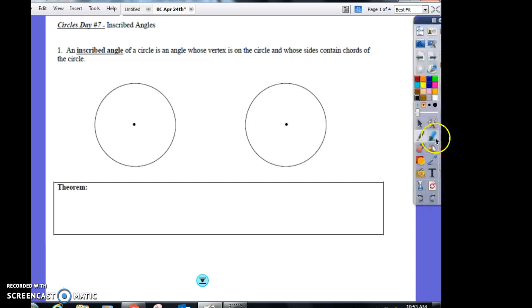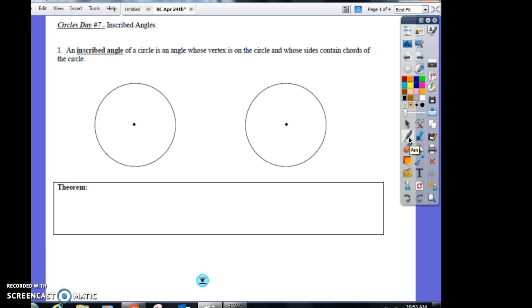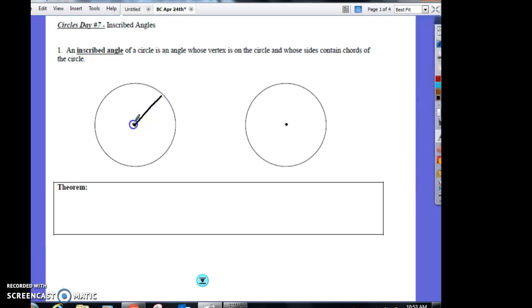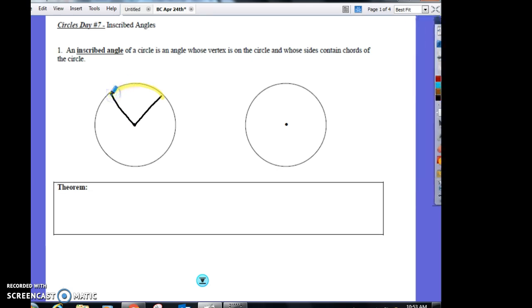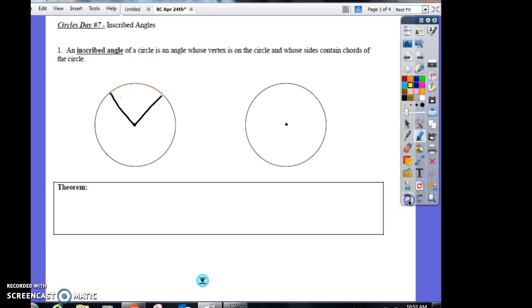Quick little review. Remember we talked about central angles, where the vertex of the angle was the center of the circle, and that angle could be found by taking the measure of its intercepted arc. Now we're going to talk about what makes an inscribed angle in a circle. Well, the vertex is not the center of the circle anymore. The vertex is actually on the circle.